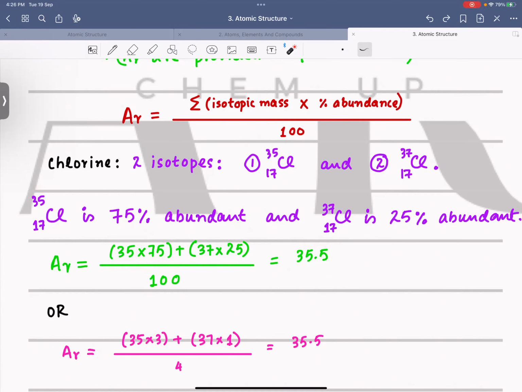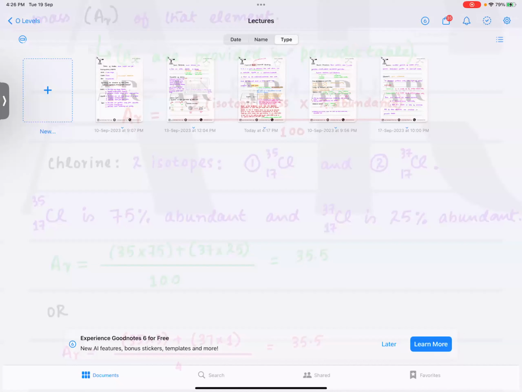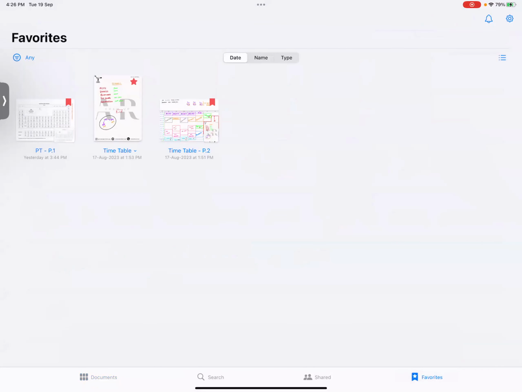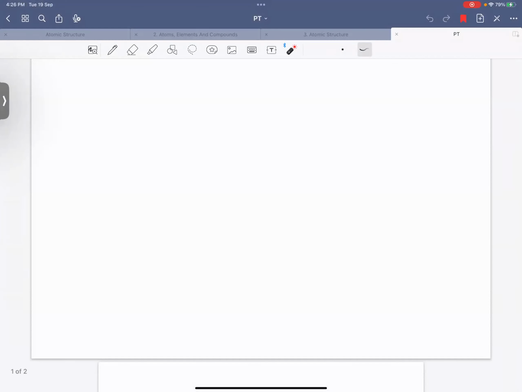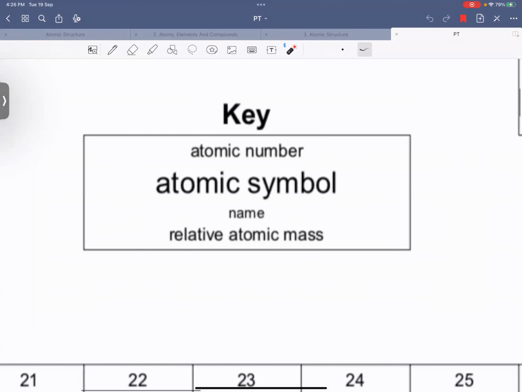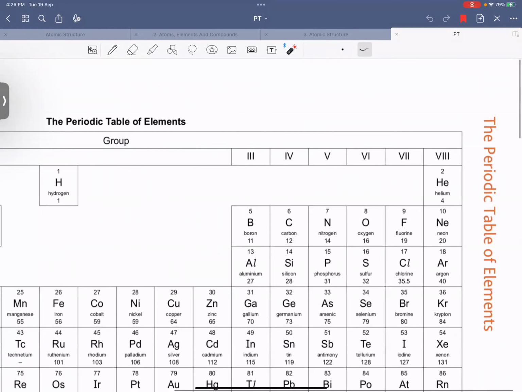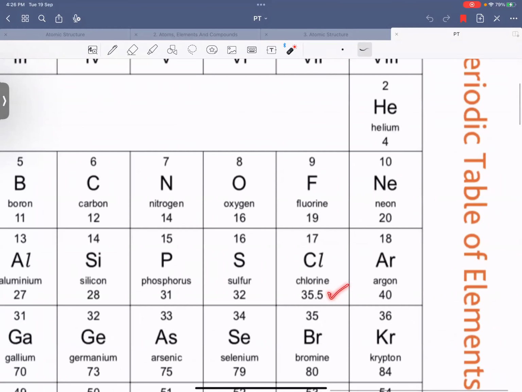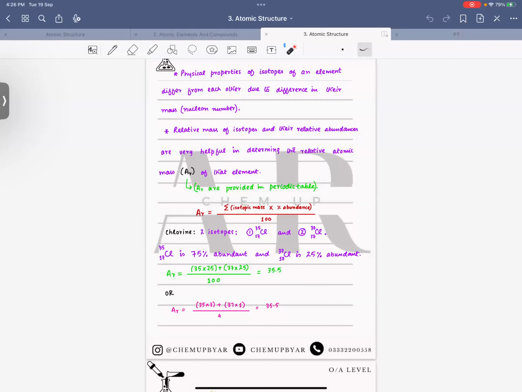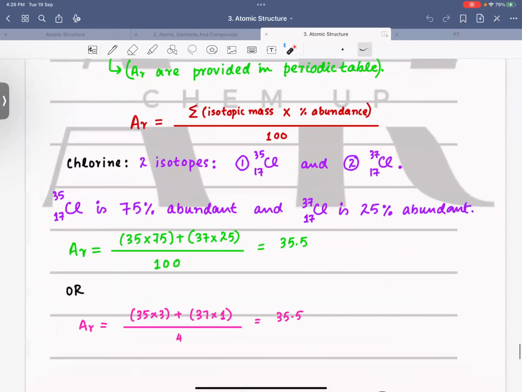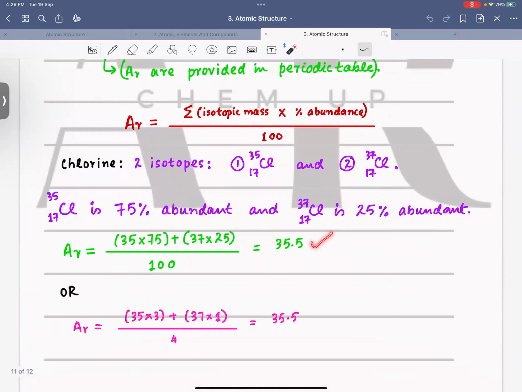If you look at the periodic table, let me show you. In the periodic table, you are not provided with the nucleon number. Nucleon number is the mass of an isotope. Instead, the examiner provides you, see the key over here, relative atomic mass. For chlorine, its relative atomic mass is 35.5. And if you use the calculator, you can find its value is 35.5.